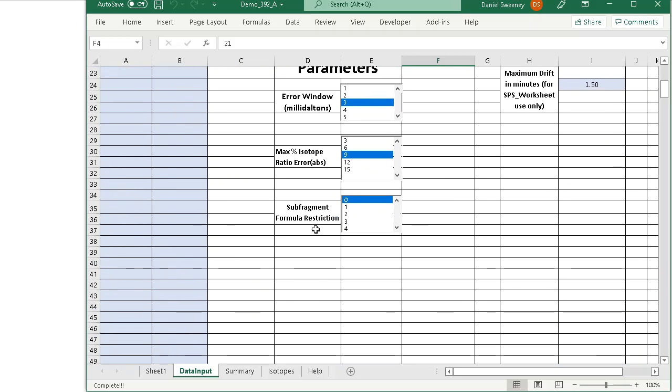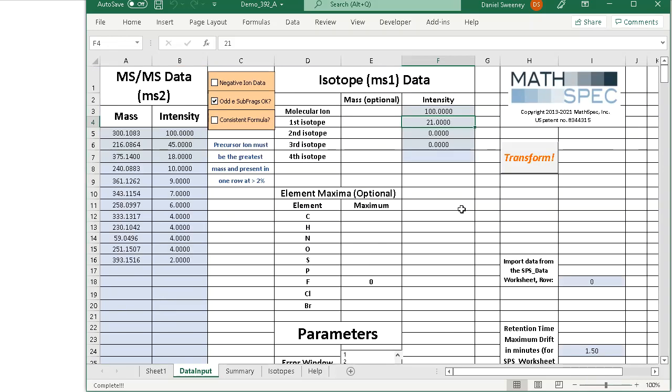And subfragment formula restriction, if I had allowed fluorines, then I'd probably use a high restriction on uncommon formulas. If I click on transform, that will start the analysis.